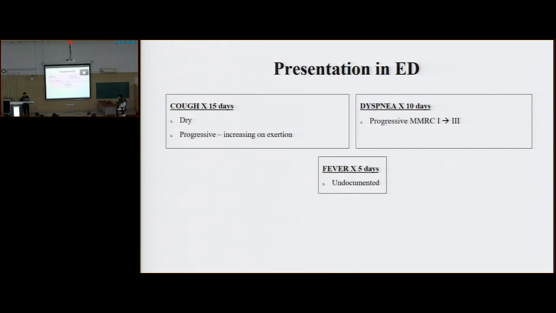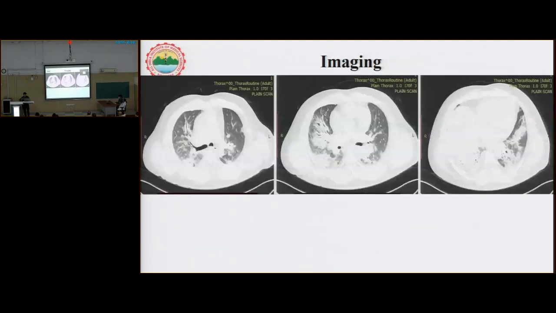The imaging was done in the emergency department itself. For the discussion of the imaging, I would like to call my radiology colleague.